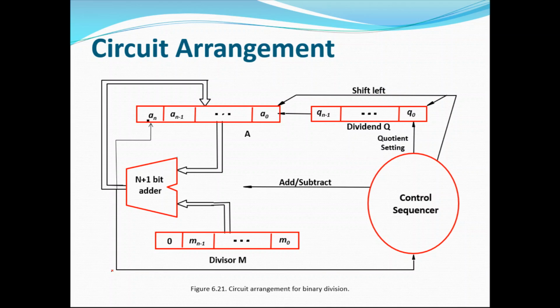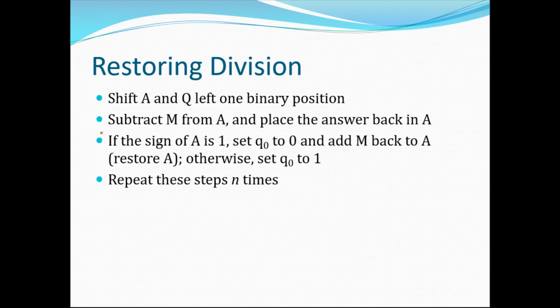Fine, so these are the steps. Shift A and Q left by one binary position. Subtract M from A. Subtract in the sense actually take 2's complement of M and add it with A, and place the answer in A. If the sign of A is 1, set Q naught to 0. If it is a negative number, set Q naught to 0 and add M back to A. That is restore A. Otherwise set Q naught to 1. Repeat these steps for n times, where n represents the number of bits.